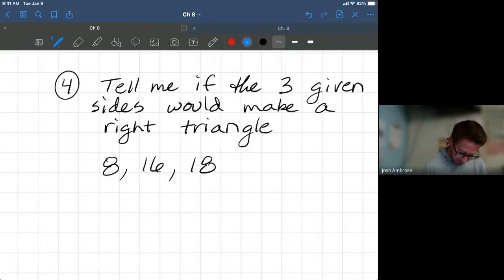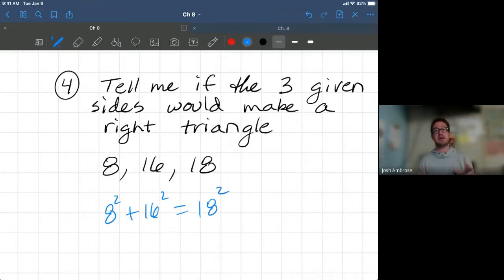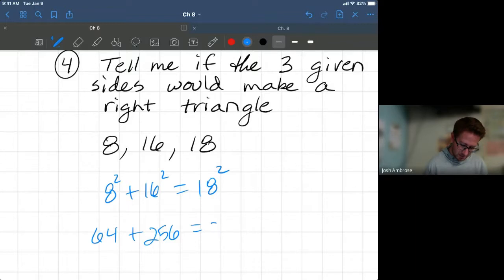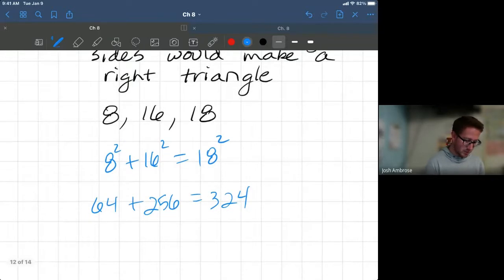All right, so let's write this out. 8 squared plus 16 squared equals 18 squared. We are trying to say if this works, like yes, this works, or no, this doesn't work. If the answer is yes, it's a right triangle. If the answer is no, it's not a right triangle. All right, so we need to figure this out. We have 8 squared is 64. 16 squared is 256. And 18 squared is 324.